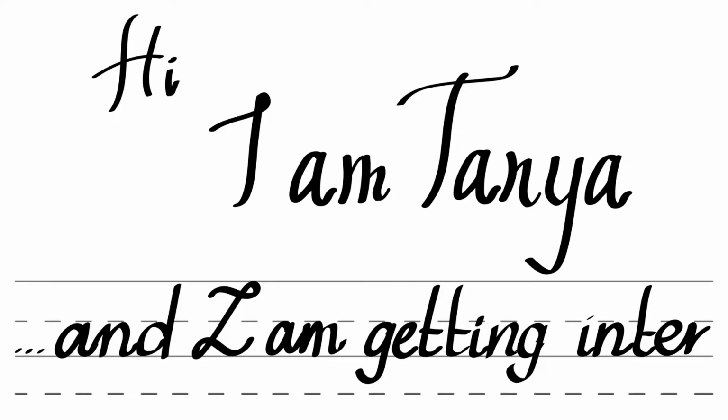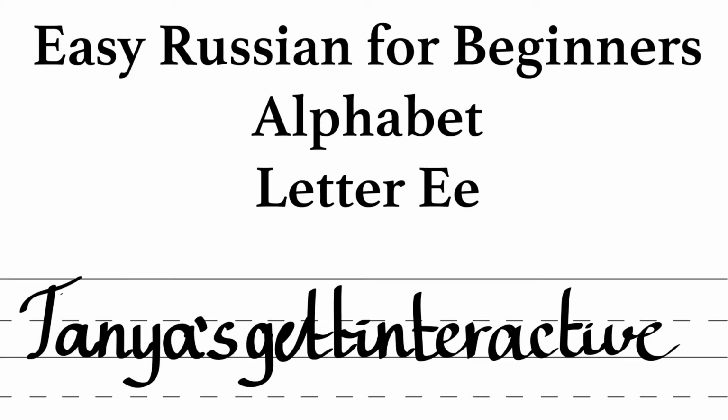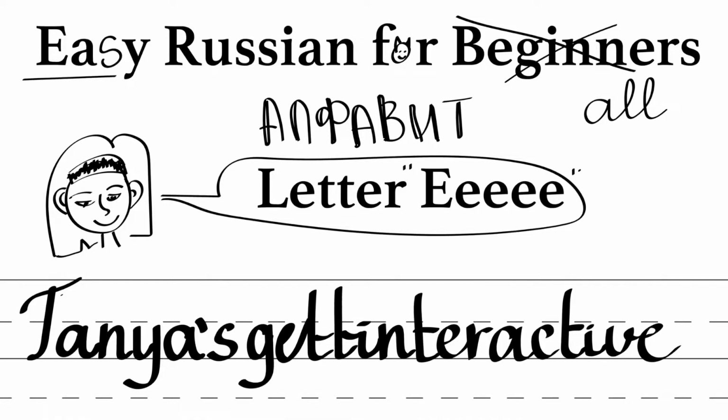Oops, not enough space. So let's make it a little bit more compact. Tanya's Getting Interactive is a Russian for beginners alphabet series. Today: the letter Ы.